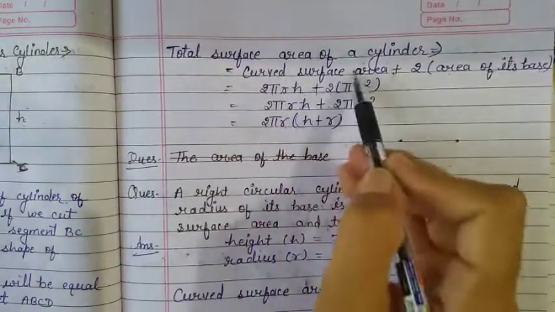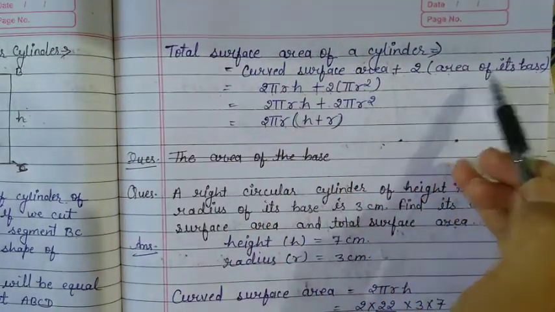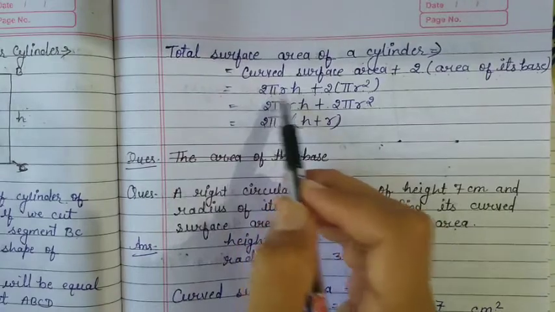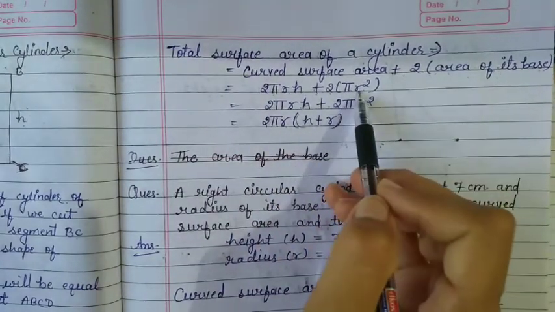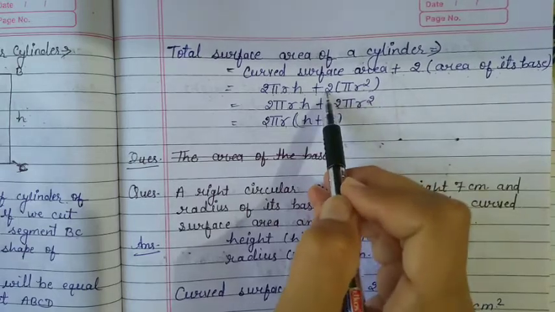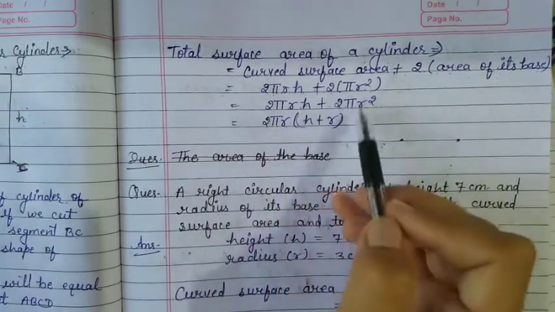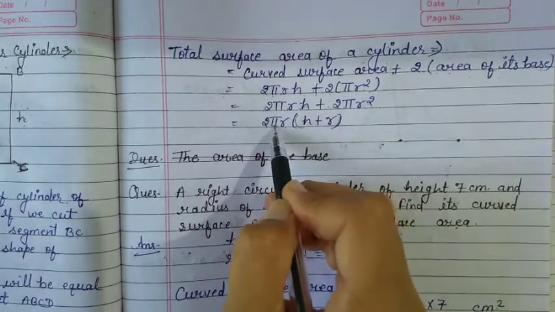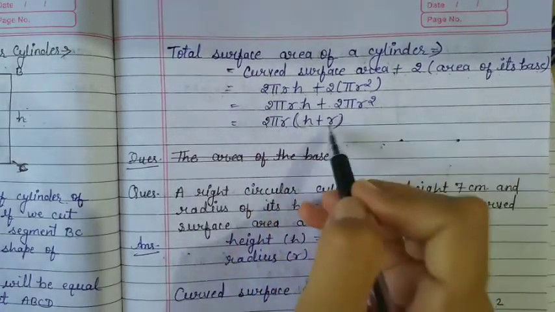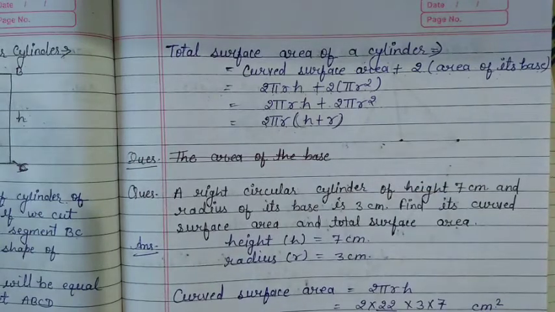So curved surface area plus 2 into area of its base. Curved surface area equals 2 pi r h and area of its base equals pi r square. Multiplying by 2, we get 2 pi r h plus 2 pi r square. When we take 2 pi r common, we get 2 pi r bracket h plus r. So the total surface area of a cylinder equals 2 pi r (h + r).